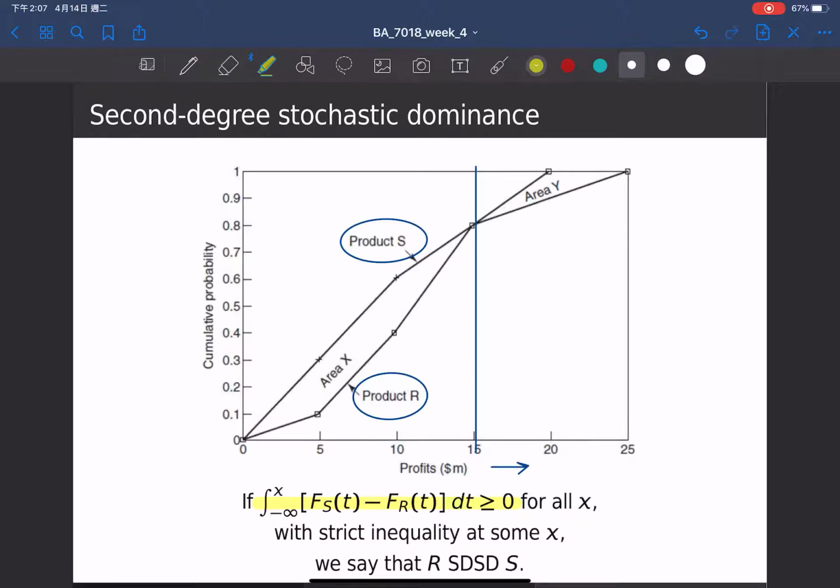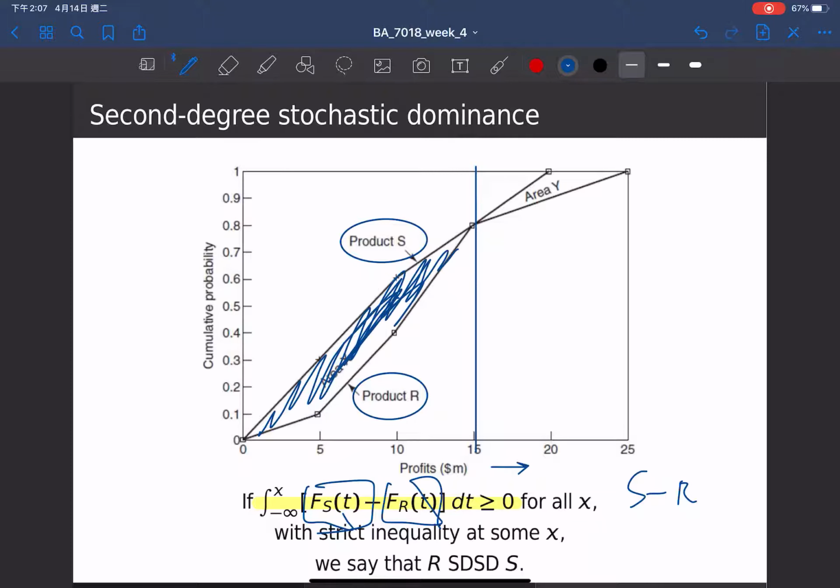If I can help you recall some of your undergrad calculus, the integral of the difference of these two functions is simply the area in between these two lines, right? So until 15, the area is this. Okay, so we use S minus R. Now the area is positive, right? Until 15, the area is getting bigger and bigger.